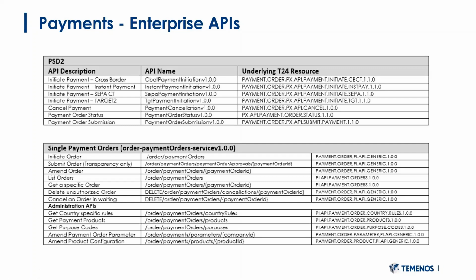For example, if you want to show all the products that are supported by the bank on the channel, so that they don't select products which are not supported, then you can call this API, get payment products, and then list the products that are available. Similarly, you've got get purpose code, so you don't want them to choose a wrong purpose code to be rejected later on by the back office.